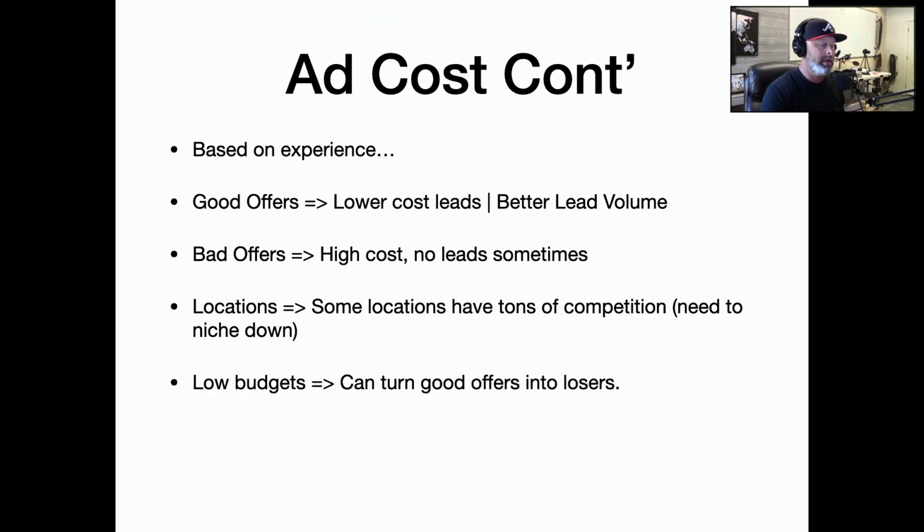Onward. All right. Low budgets. Having a low budget is like driving your car on E. You're not going to get very far.